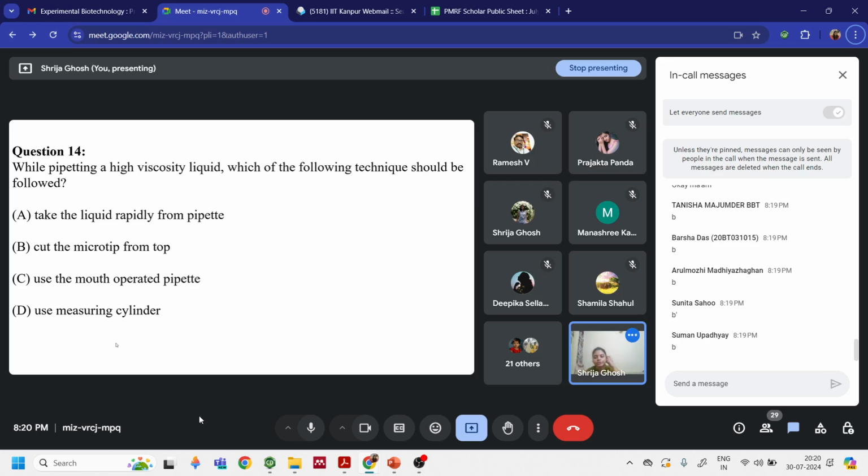Also, if you try to use a mouth operated pipette, you will have to really suck hard to withdraw the liquid. That is very difficult. And using a measuring cylinder is also not a good option, because a highly viscous solution will definitely stick to your measuring cylinder, and then again whatever you are making will be very error prone. So the best solution is to cut the microtip from top. Any doubt?